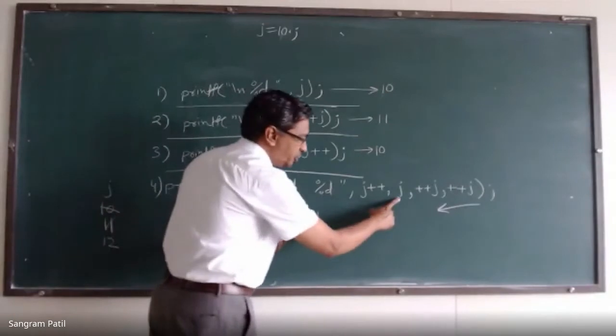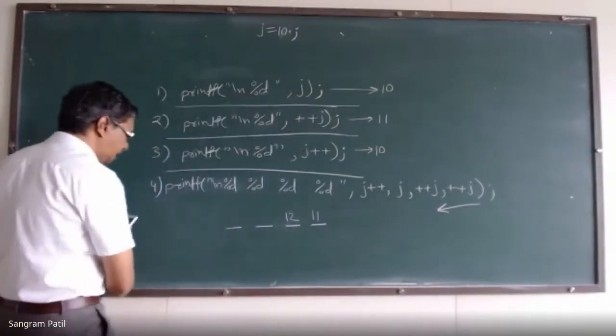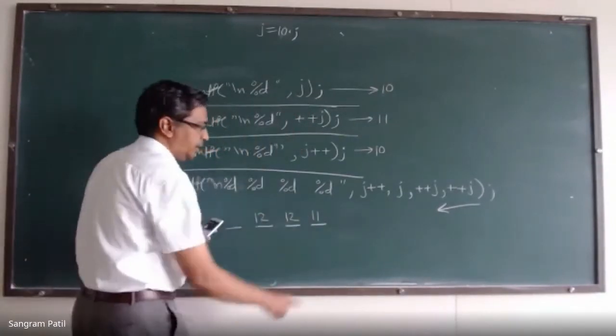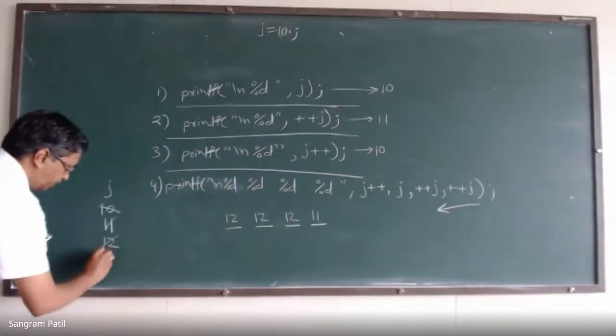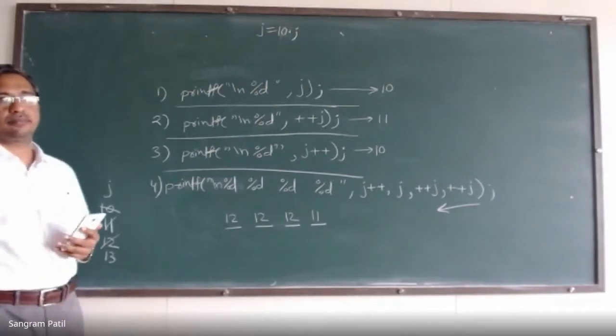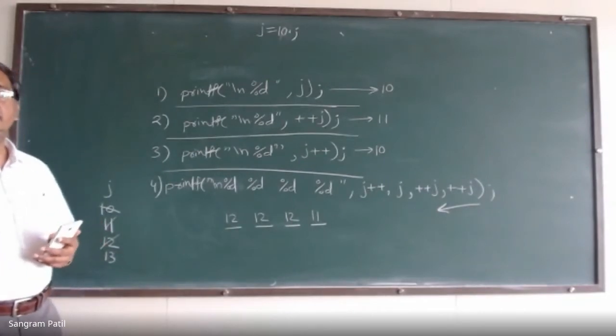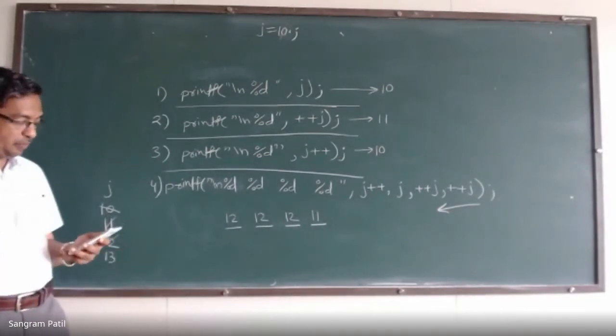Then it comes here, j. So this will print the value of j directly, that is 12. And then it will come here, j plus plus, it will print the value of j and the value of j will be incremented by 1. Like this, it prints the value. So the answer will be 12, 12, 12, 11, 11.